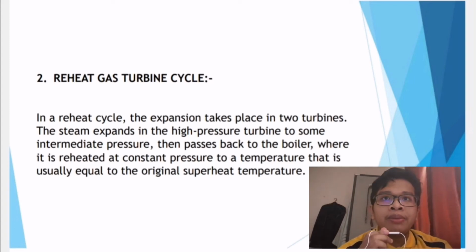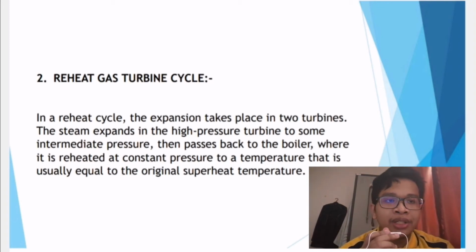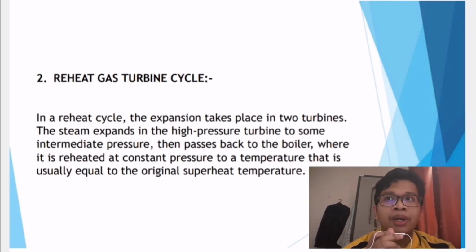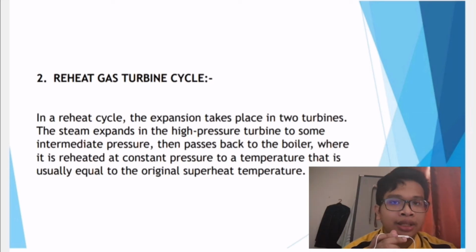Now for the second one, I will talk about the reheat gas turbine cycle working principle. In a reheat cycle, the expansion takes place in two turbines. The steam will expand in the high pressure turbine to some intermediate pressure. Then it will be passed back to the boiler, where it is reheated at constant pressure to a temperature that is usually equal to the original superheat temperature.